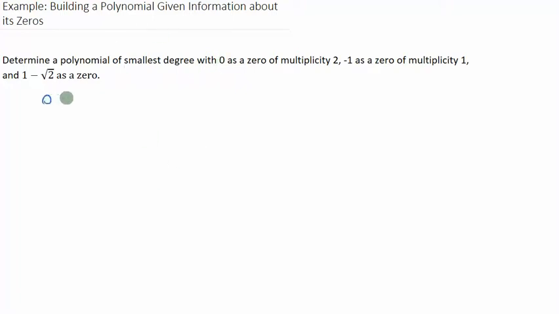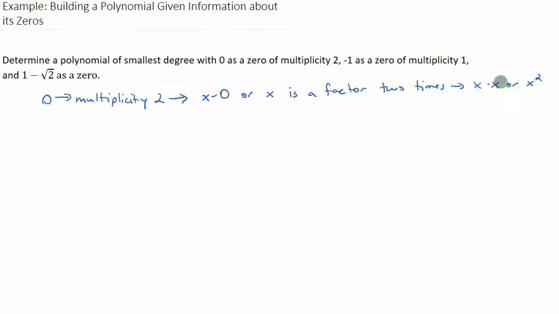0 is a 0. It has multiplicity 2. That means that x minus 0, or just x if you simplify that, is a factor, right? Zeros give us factors, so x is a factor 2 times, which means we have x times x, or x squared, because factors multiply together. So we know x squared is one of our factors. So our goal here is to turn each of these zeros into factors and then use those factors to build a polynomial. We're trying to create variables here because a polynomial has variables.